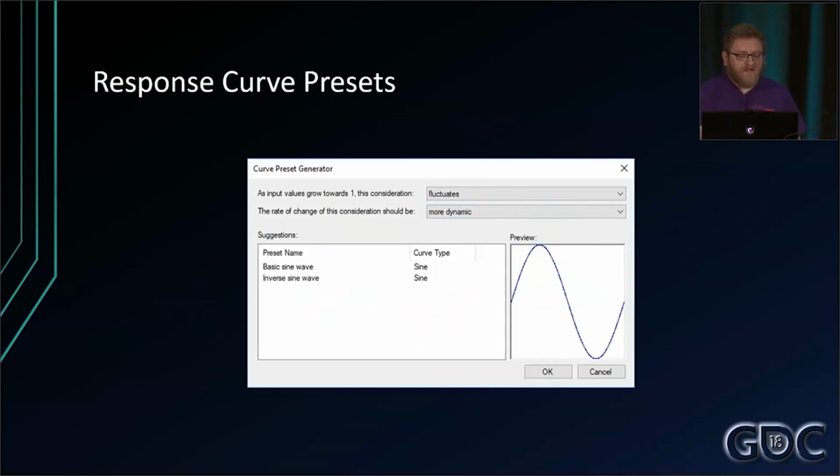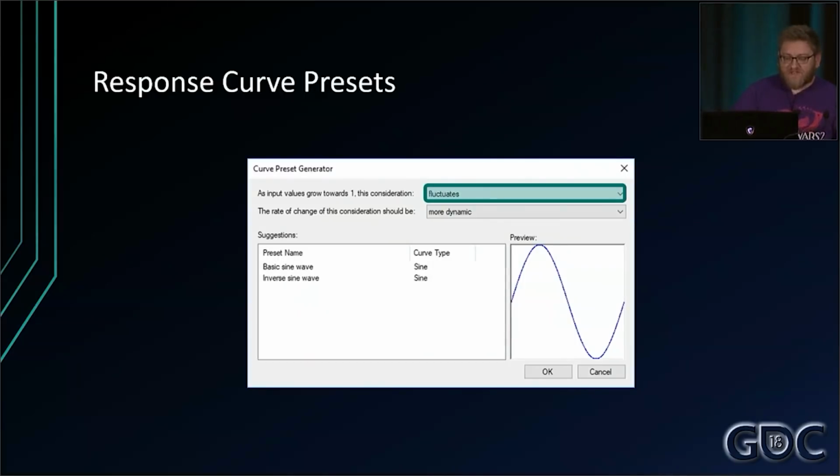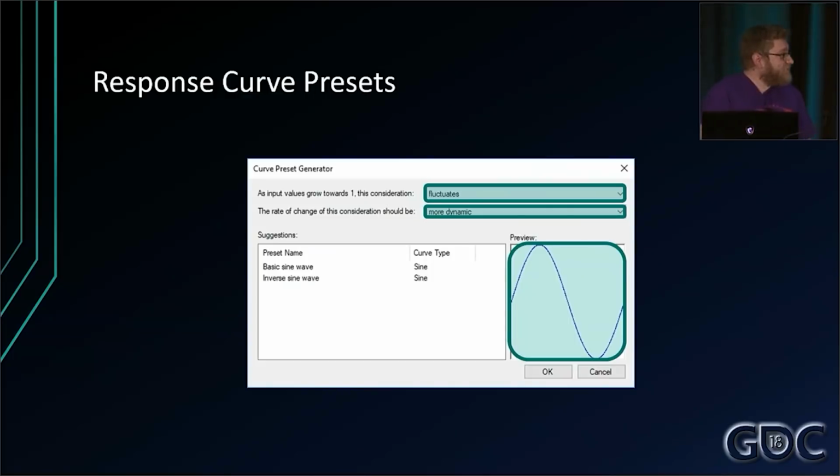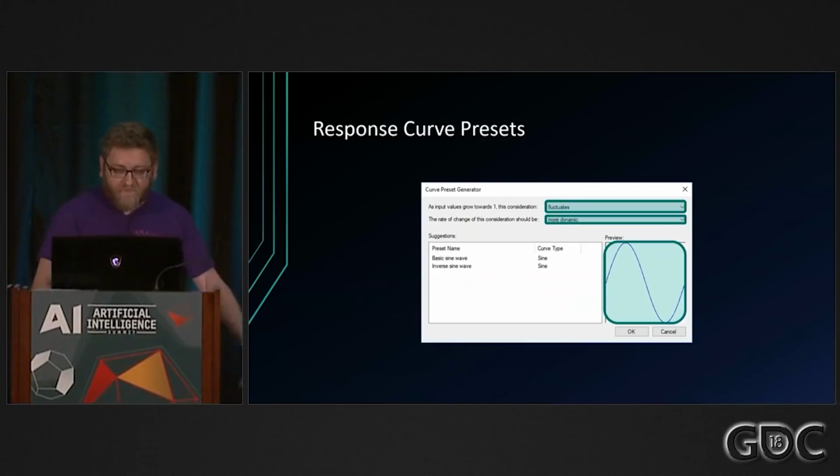And then just for the hell of it, I figured I'd do a consideration whose score fluctuates dynamically, and there's a sine wave. I didn't bother animating the arrow because that was a pain, but you can kind of get the idea of where this is going.